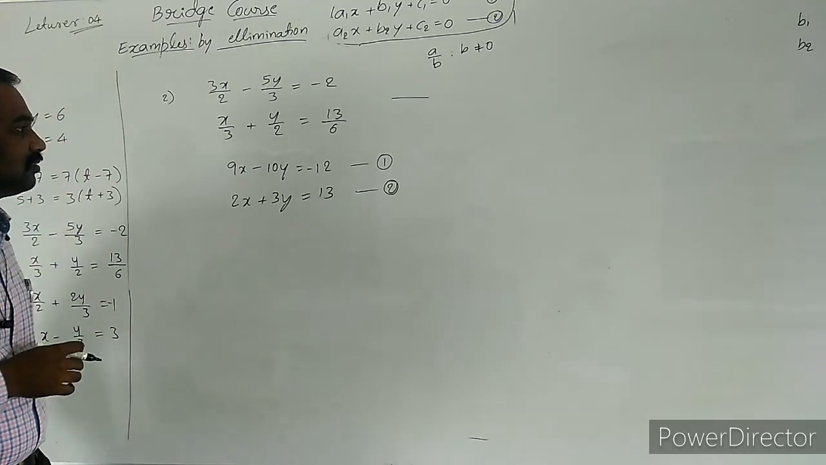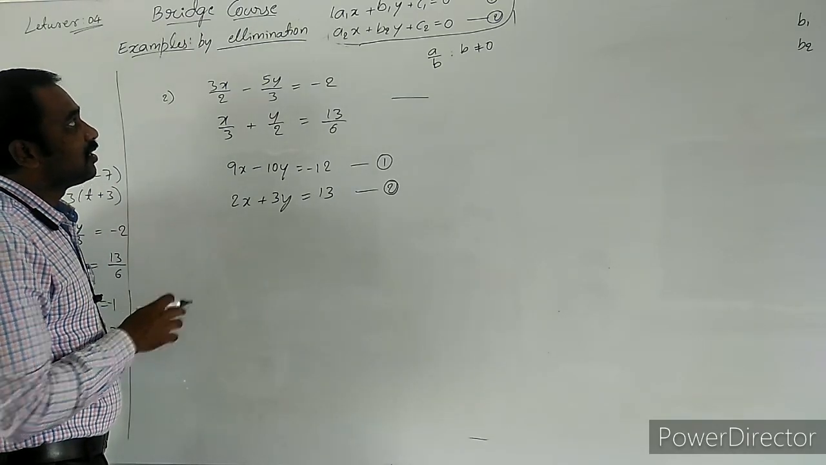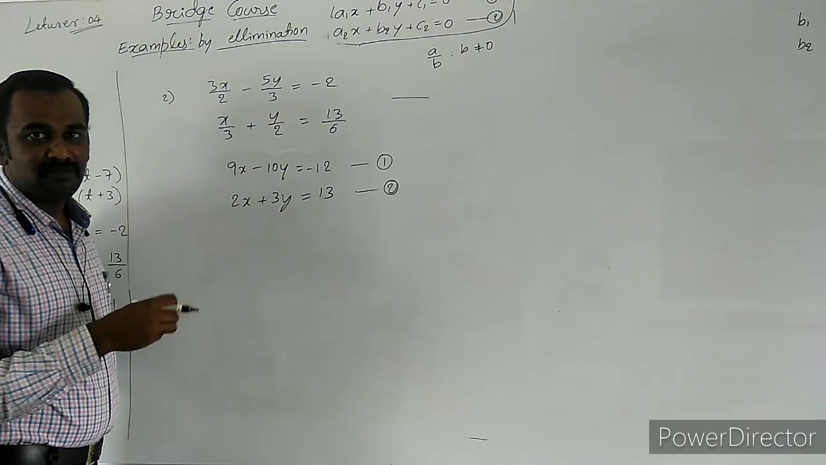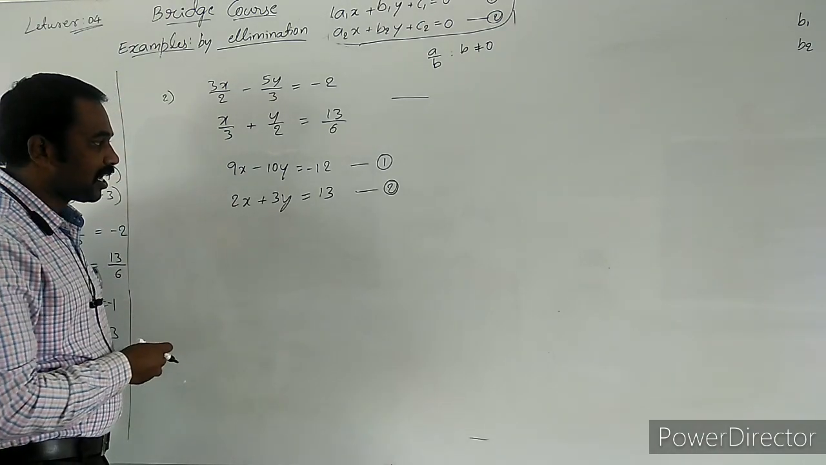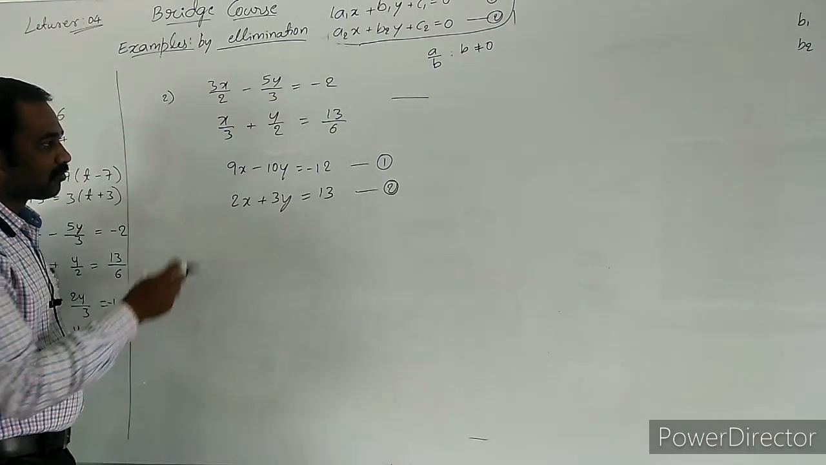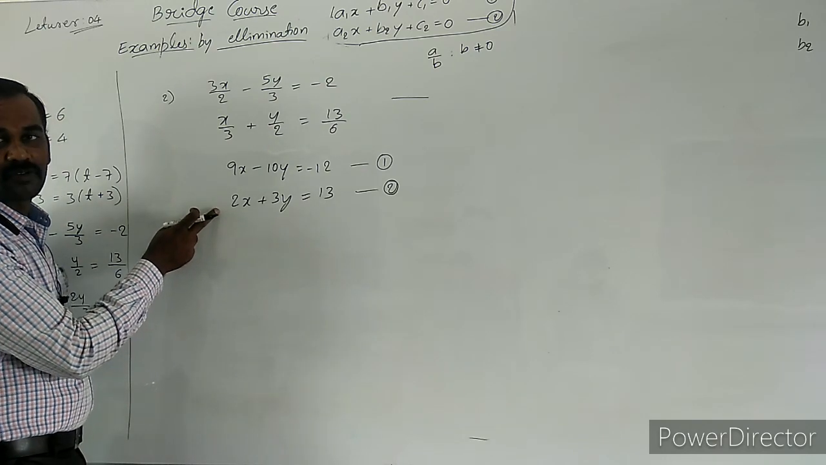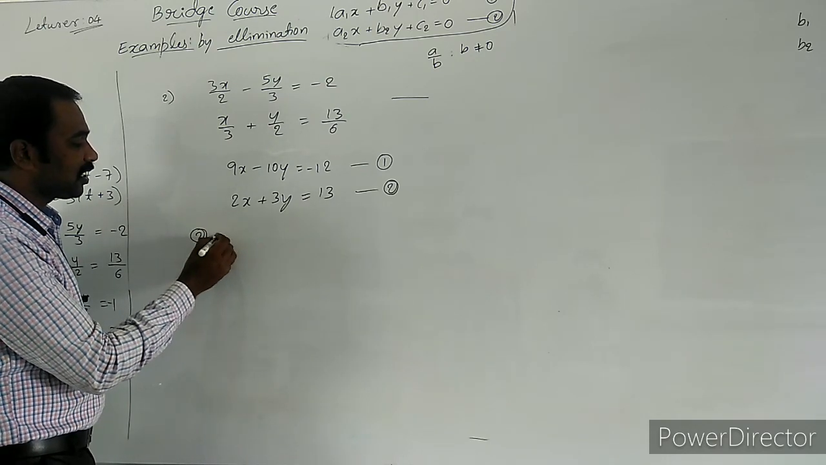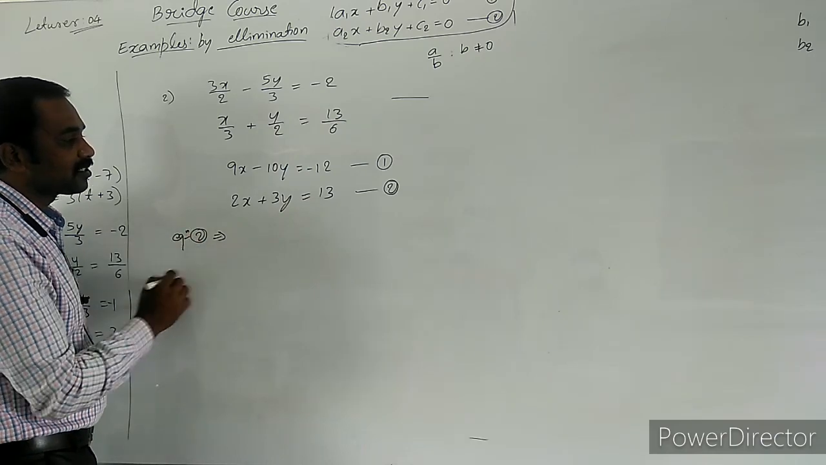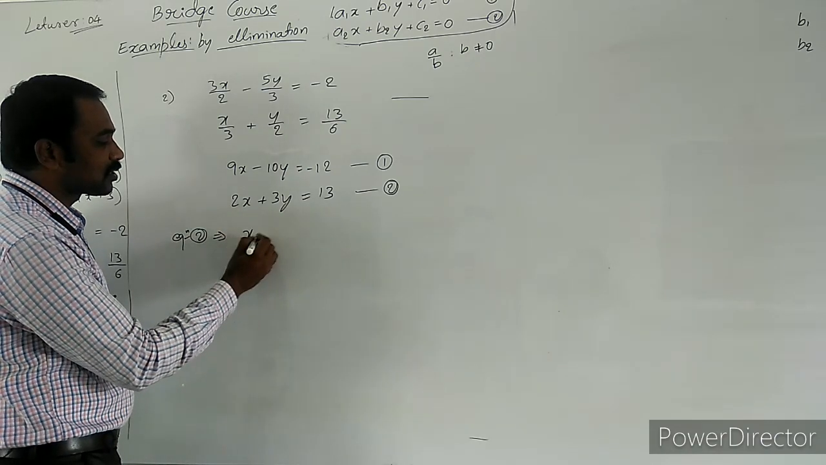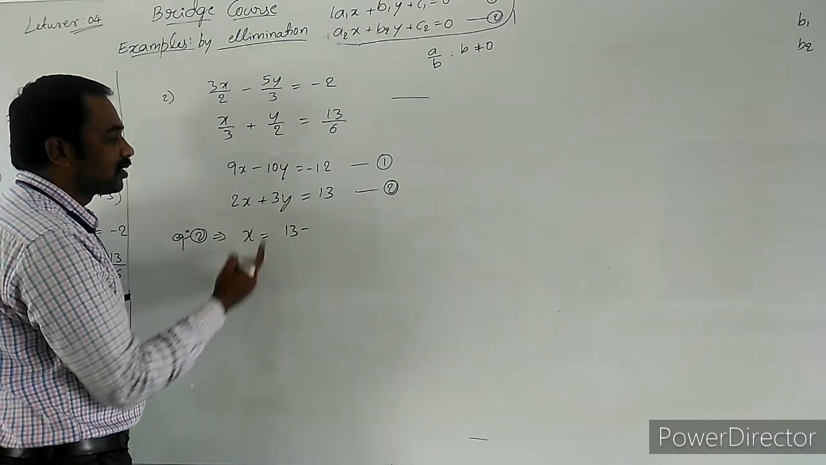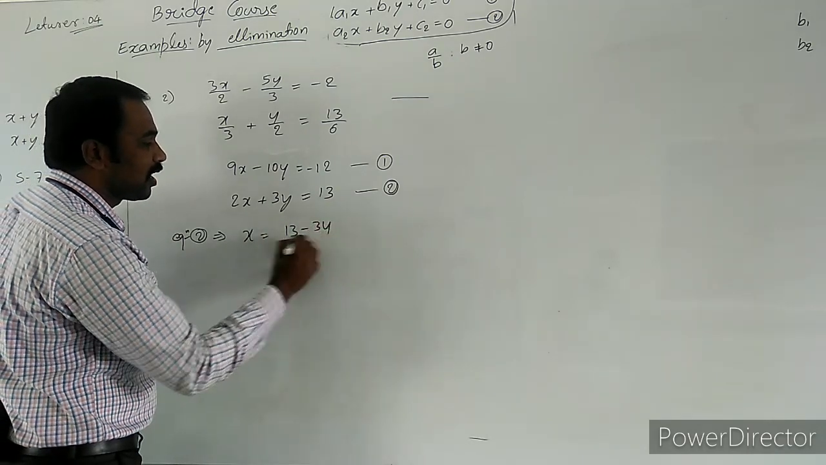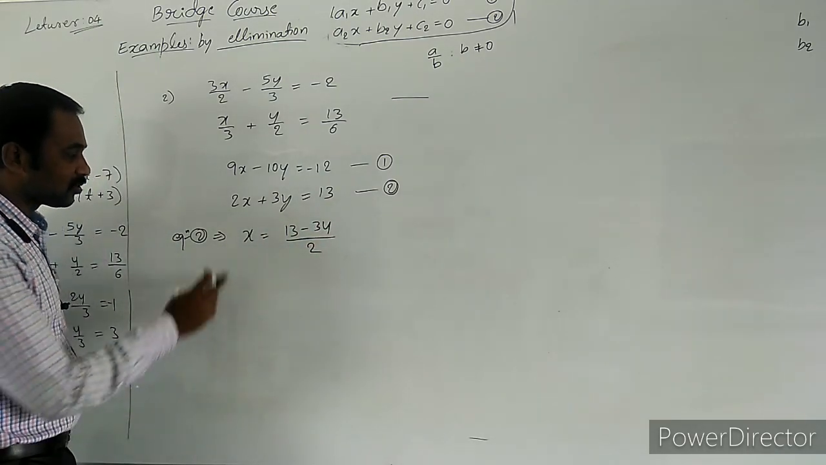Nothing to worry. Now I want to solve this by the elimination method: eliminate one of the variables. It is better to choose the smaller number, so I choose equation number 2. Equation number 2 implies I am going to write the x value. What is the x value? x is equal to 13 minus 3y divided by 2.